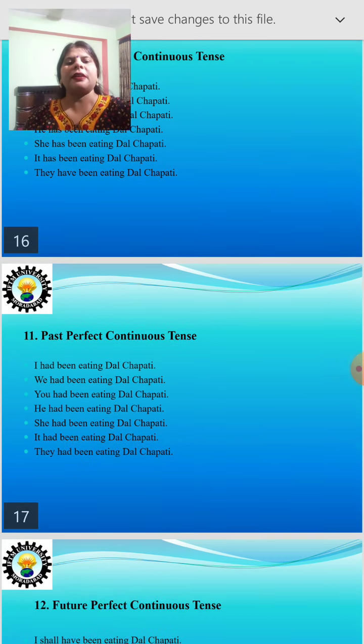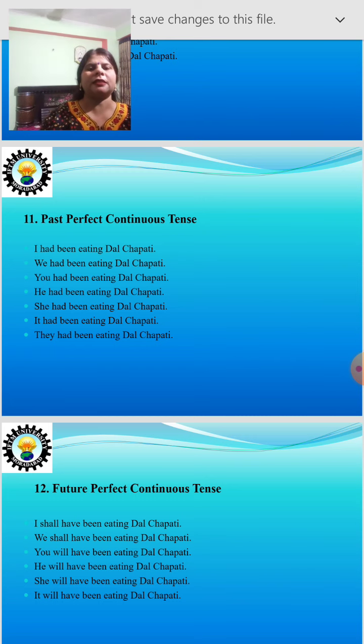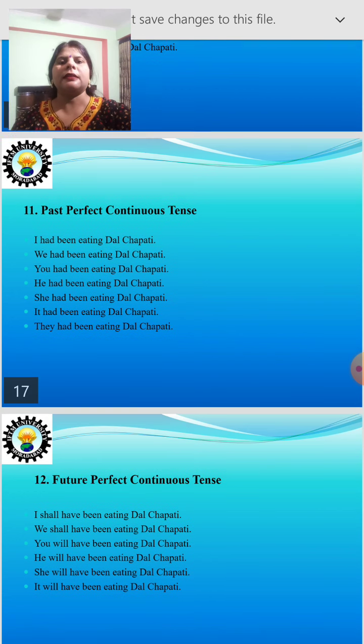In past perfect continuous tense we use had been plus first form of the verb plus ing. I had been eating dal chapati. It had been eating dal chapati. They had been eating dal chapati. Had been eating. I had been eating dal chapati. They had been eating dal chapati.